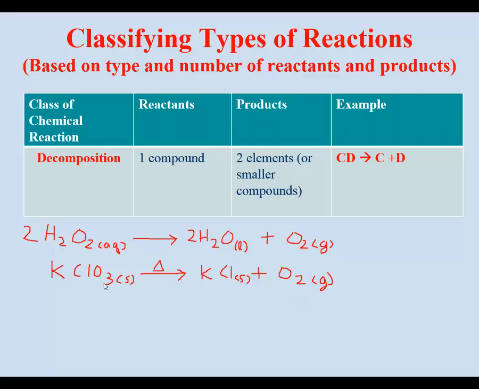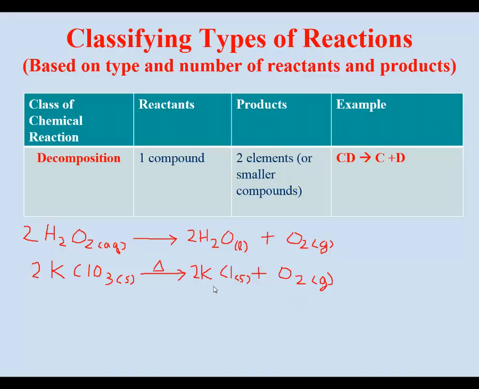chlorate, decomposing to form two products, potassium chloride and oxygen gas, so I'm forming an element as well as a simpler, smaller compound. If I were to balance this, we would want an even number of oxygens here, so I'd put a coefficient 2. That will give me a total of 2 potassiums, 2 chlorides, and 6 oxygens, so I would have 2 potassium chloride on the right-hand side.